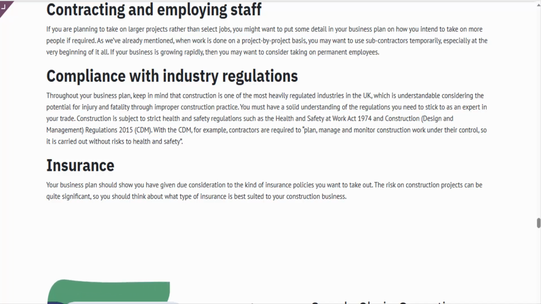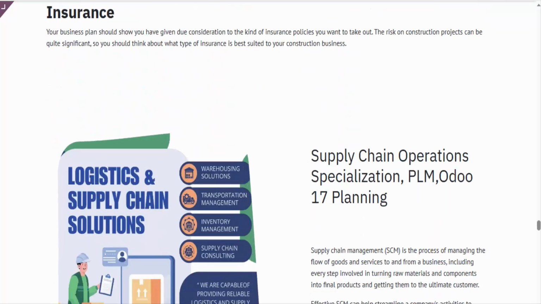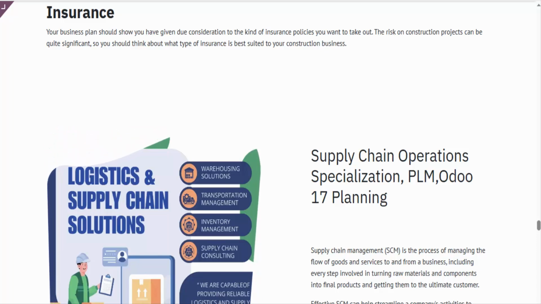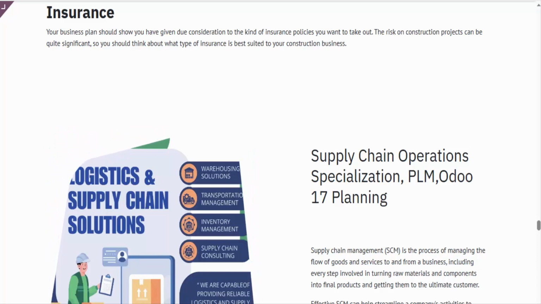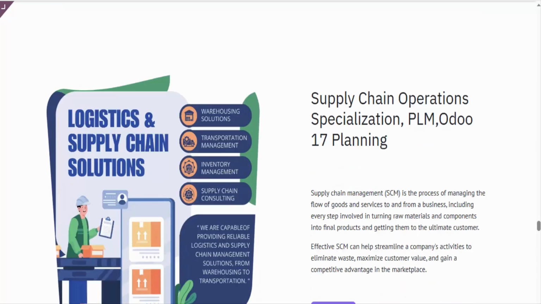With the CDM, for example, contractors are required to plan, manage and monitor construction work under their control, so it is carried out without risks to health and safety. Insurance. Your business plan should show you have given due consideration to the kind of insurance policies you want to take out. The risk on construction projects can be quite significant, so you should think about what type of insurance is best suited to your construction business.